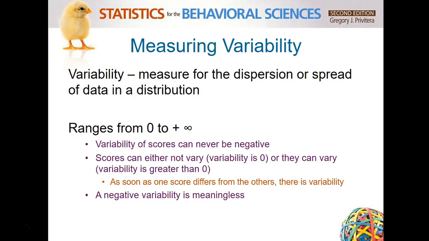When we are talking about measuring variability, it's a measure for the dispersion or spread of data in a distribution. Remember when we looked at the bell curve and we had the distribution of scores? That's considered a dispersion. Dispersion is how the scores are dispersed among all of them. So what's important is the variability, how the spread of data is dispersed in a distribution.